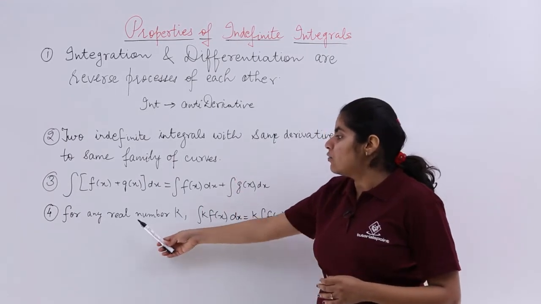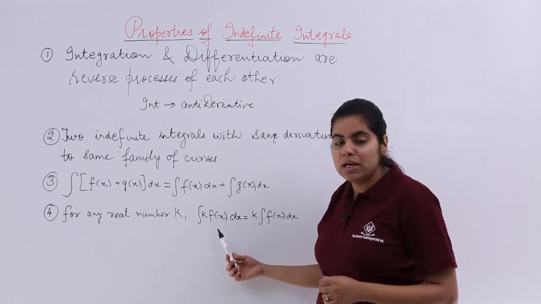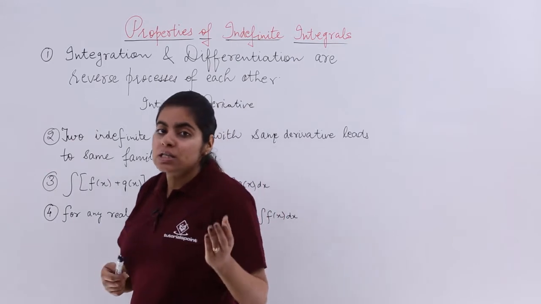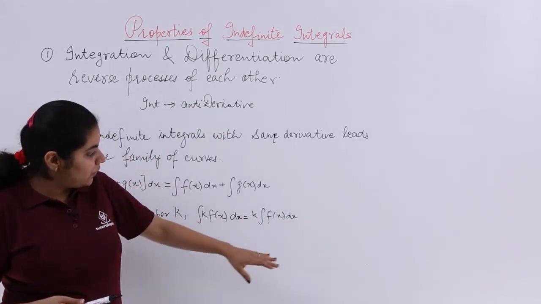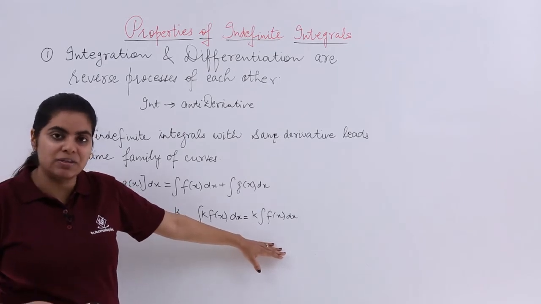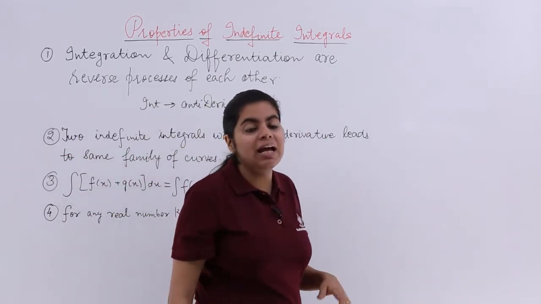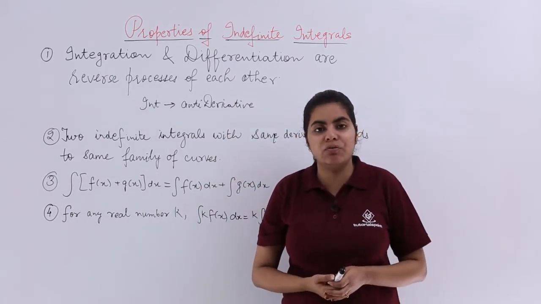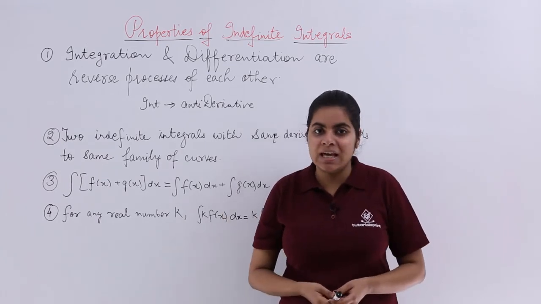So next is, for any real number k, the integration of k times f(x) dx is equal to k coming outside. So you can always switch the constant such that it comes outside, and the rest you have to integrate, just as in differentiation. All these are important and they are based on differentiation and the concepts we studied in the previous video of integration. We will be seeing more numericals on these properties in the next videos.